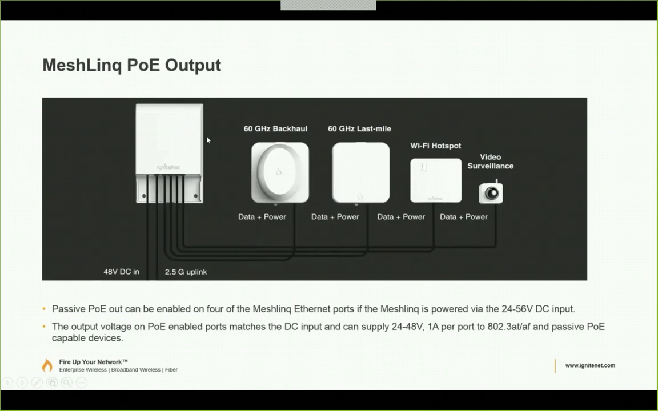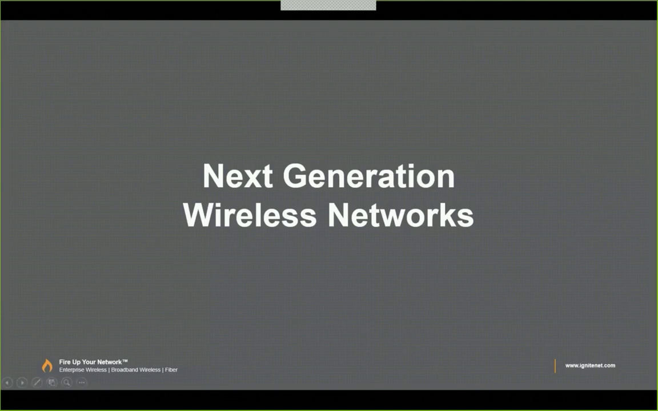So this picture shows how you could use the MeshLinq PoE output to power a 60 gigahertz backhaul, point-to-multipoint link, maybe your Wi-Fi access point, or even some surveillance cameras. The output voltage for the MeshLinq matches the input voltage from 24 to 48 volts and can provide this to passive PoE capable devices, or generally to 802.3 at/af if at the correct voltage.